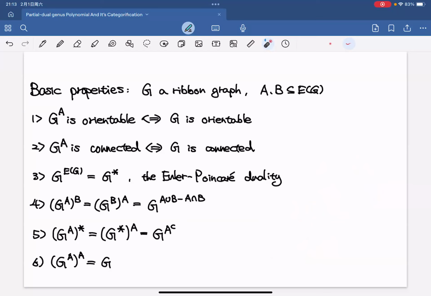And of course, the fifth and the sixth properties are just corollaries of the first one. And if we take the partial dual with respect to A twice, then we will get the original ribbon graph.